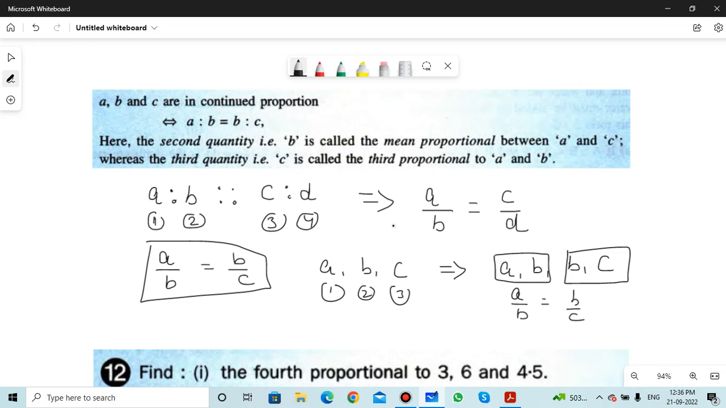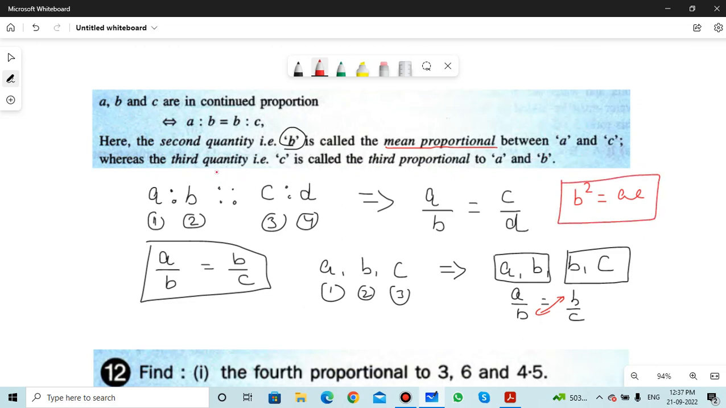They have given some terminologies about it. The second quantity, B in this case, is called the mean proportion. What do we call it? Mean proportion, right? Because it lies in between. I'll tell you why. If you multiply, you will get B into B, B square, is equal to A into C. So we call it the mean proportion.